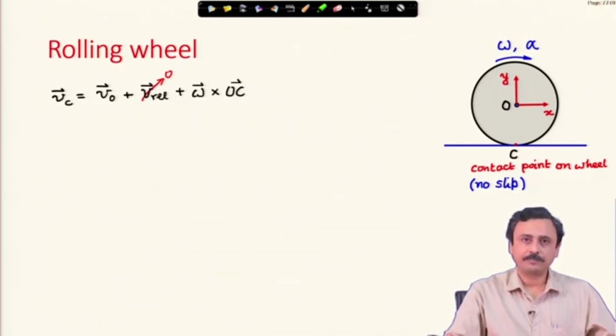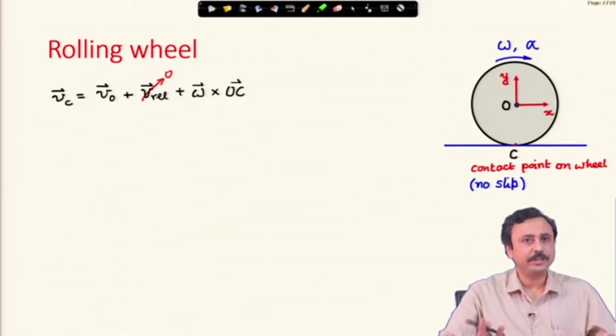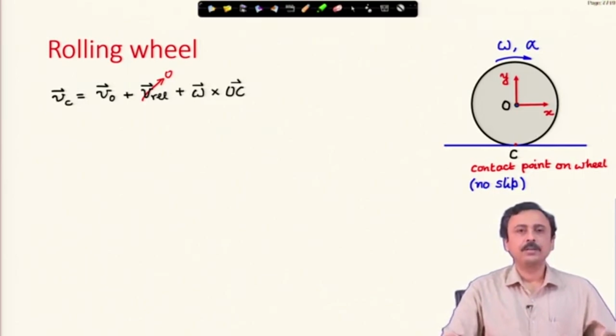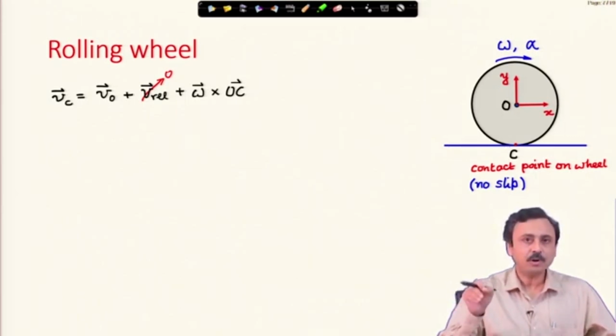This is a non-rotating frame. I am trying to express the velocity of point C in this non-rotating frame with respect to the center of the wheel. So, Vc is Vo plus Vrel plus omega cross OC. Now, notice that C is a point which belongs to the wheel, but currently in contact with the ground. C is not a point on the ground, C is a point belonging to the wheel, but right now is in contact with the ground. So, it is a contacting point.